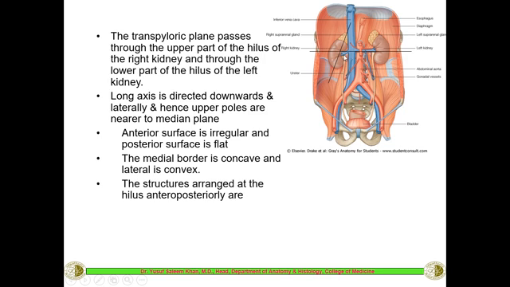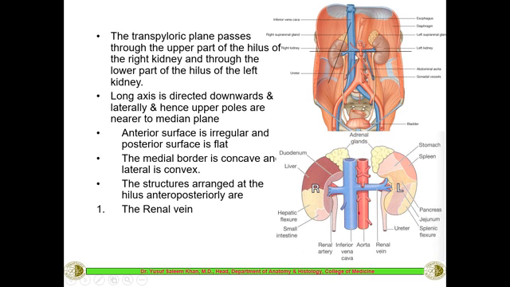Okay, so anteroposteriorly, the first structure will be the right or the left renal vein. For the right kidney it will be the right renal vein, and for the left kidney it will be the left renal vein. So the most anterior structure will be the renal vein. Then the next structure will be the artery, that is the renal artery.